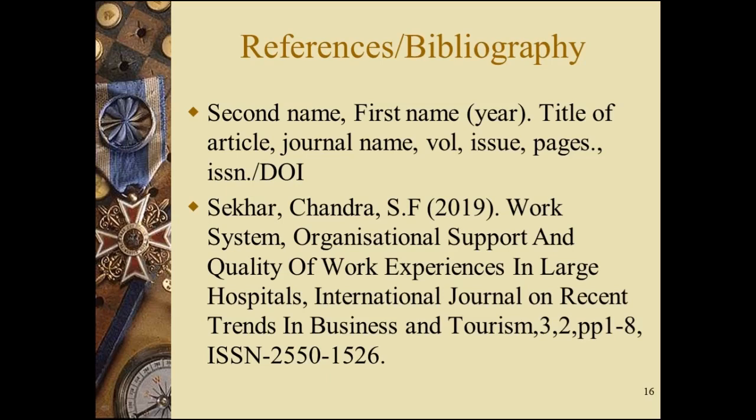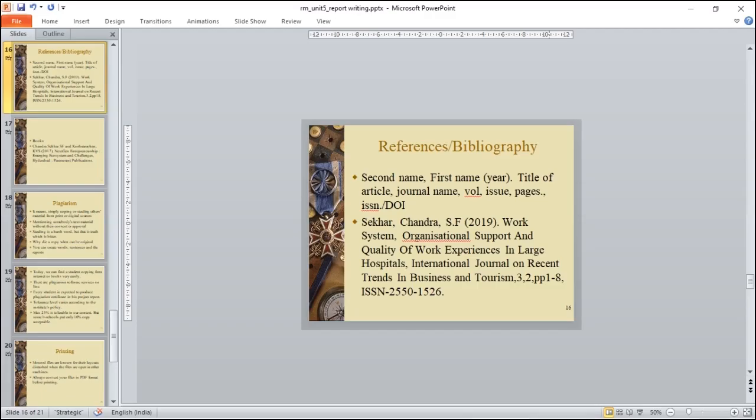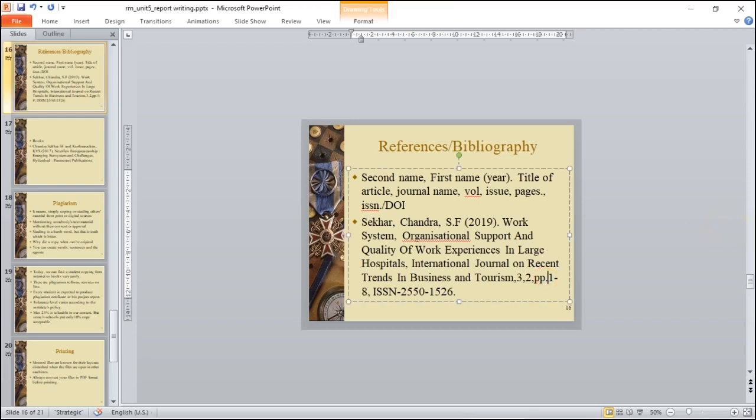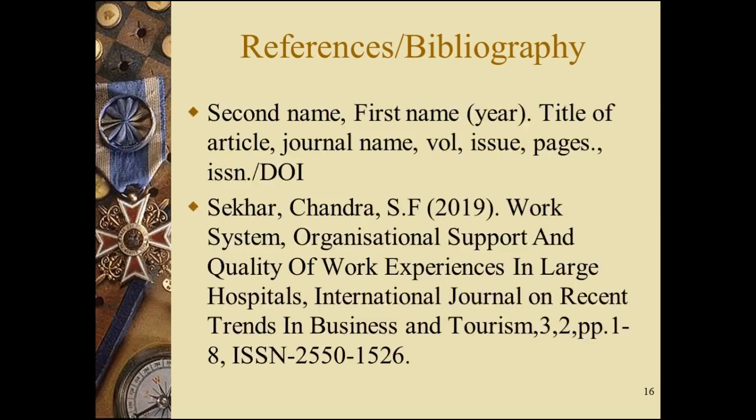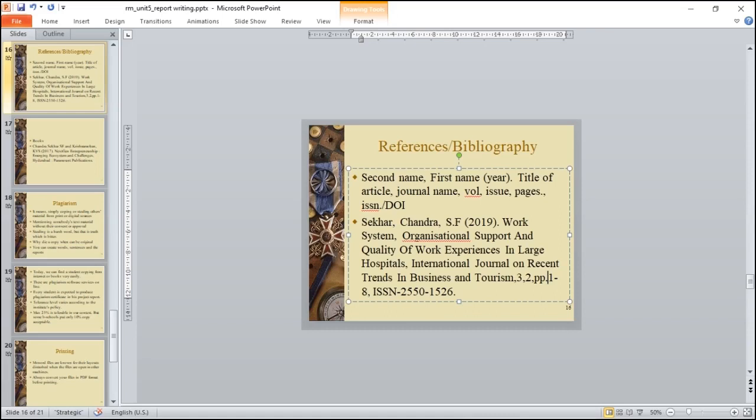And then 3 is the volume number. 2 is the issue number. And then PP means page numbers. I'll put it here, PP. Page numbers from 1 to 8, then International Standard Series Number 2550-1526, and then full stop. So this is the way we present the references or bibliography. So now what I'll do, I'll discontinue this slide.